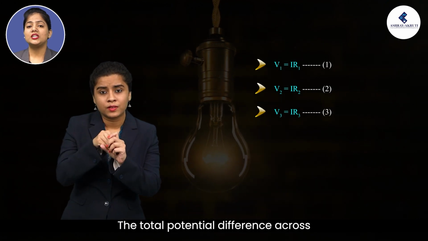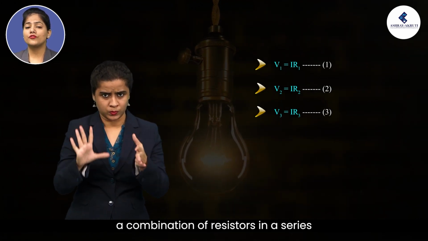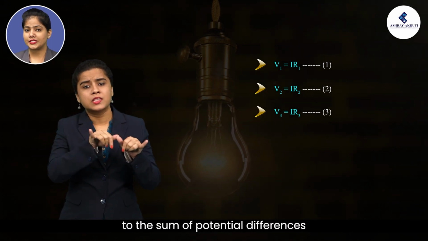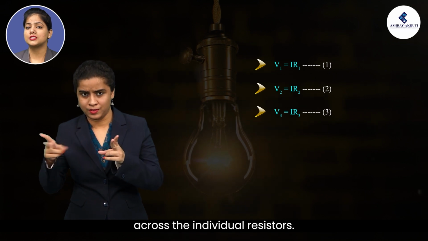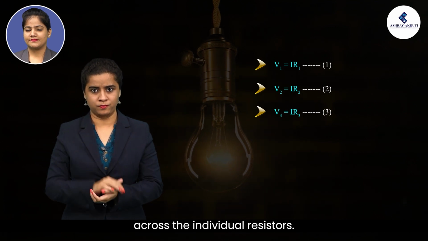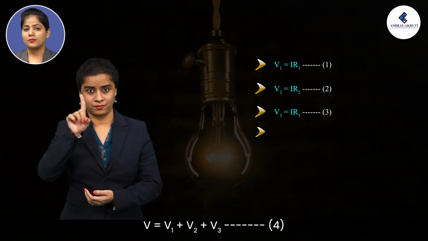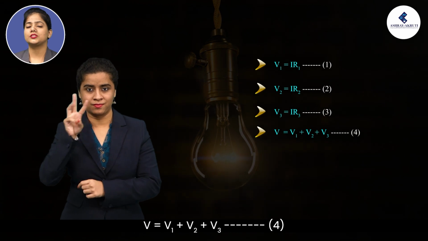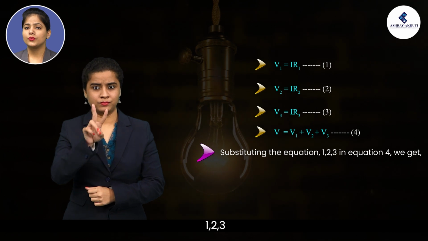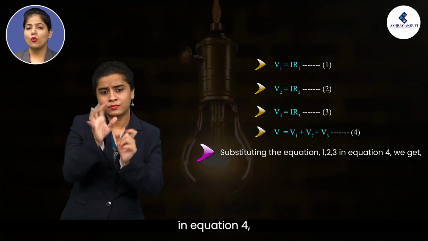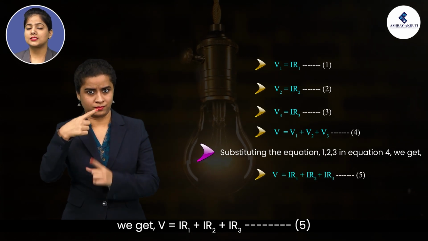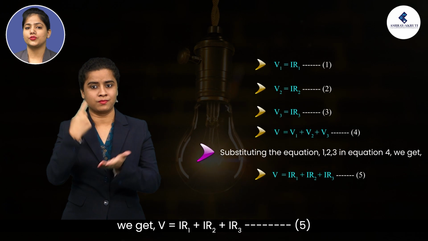The total potential difference across a combination of resistors in series is equal to the sum of potential differences across the individual resistors. V is equal to V1 plus V2 plus V3. Substituting equations 1, 2, 3 in equation 4, we get V is equal to IR1 plus IR2 plus IR3.